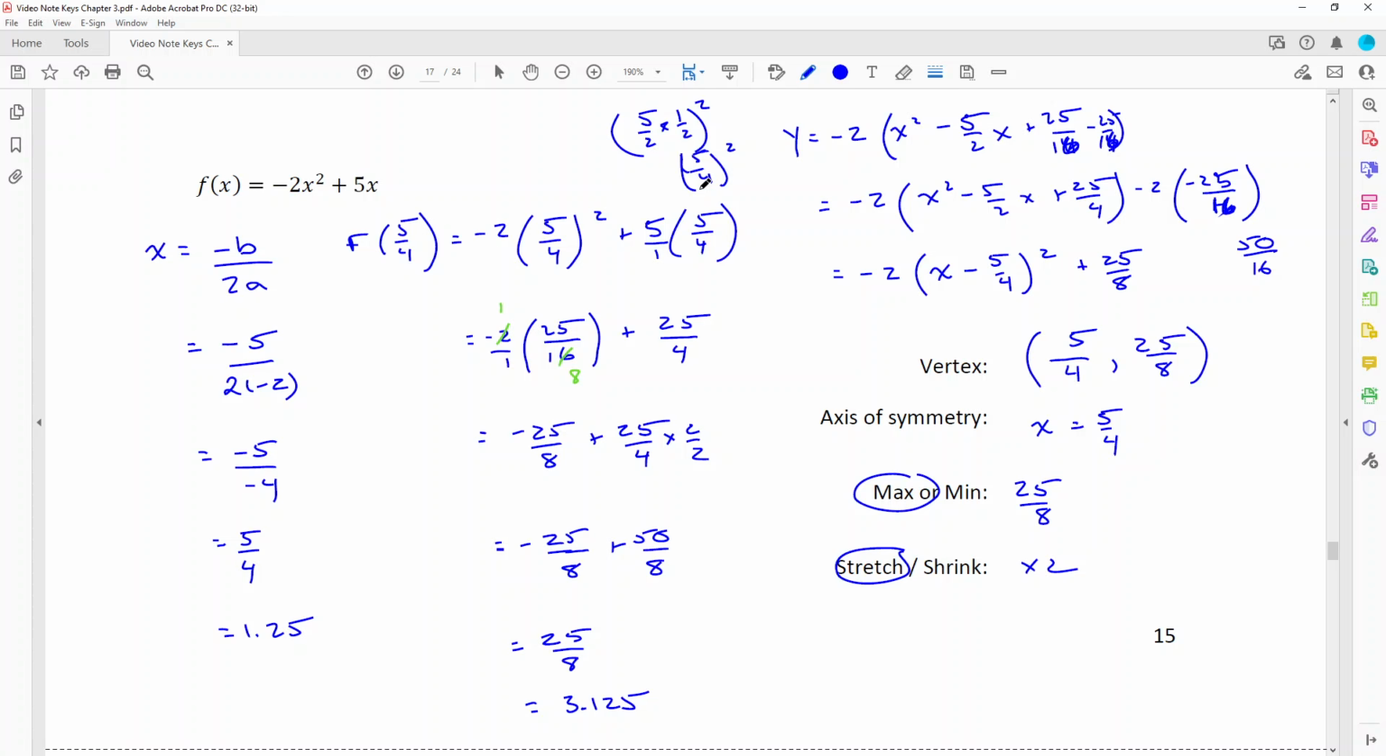But it's kind of nice. So you decide, do whatever you want. You'll never be forced to use -b/2a, because completing the square is a great way to do it. Good luck.